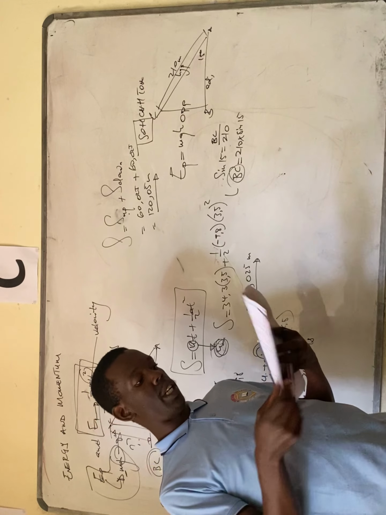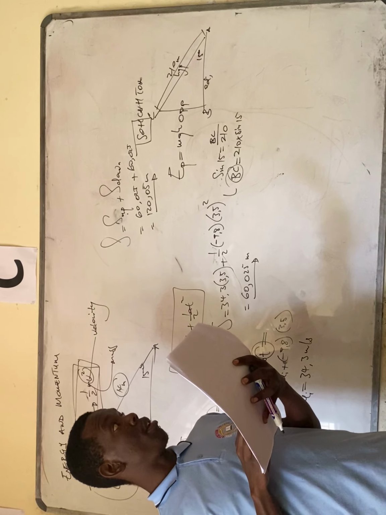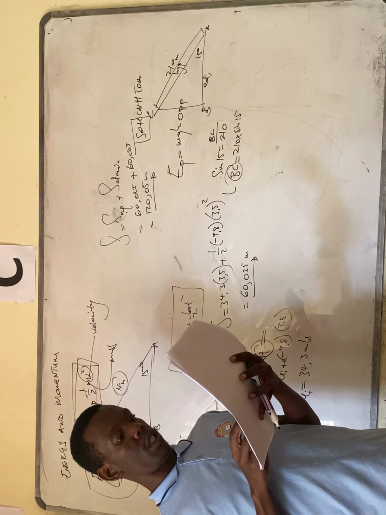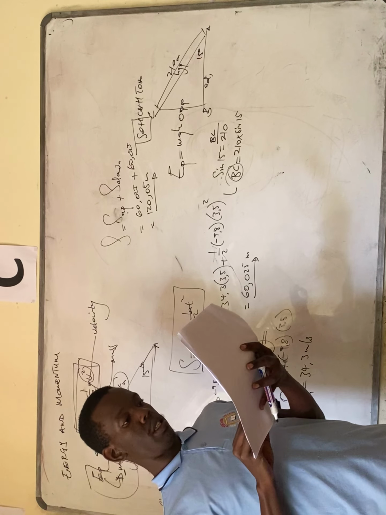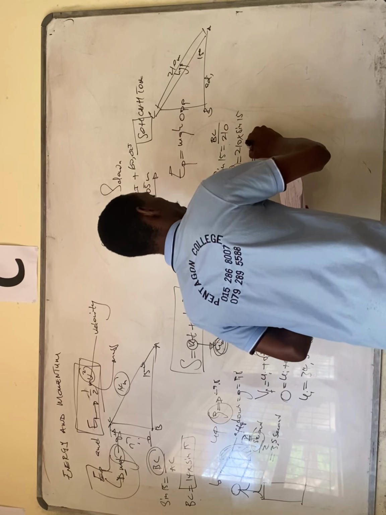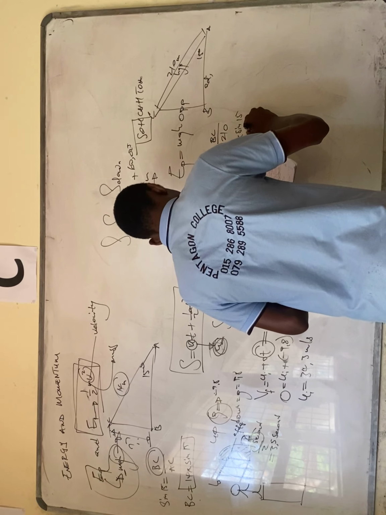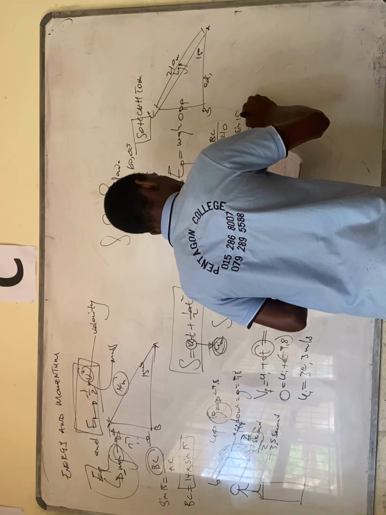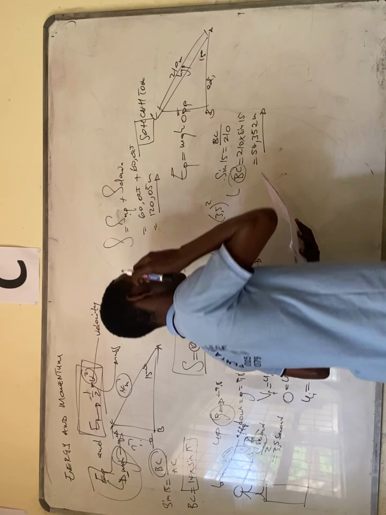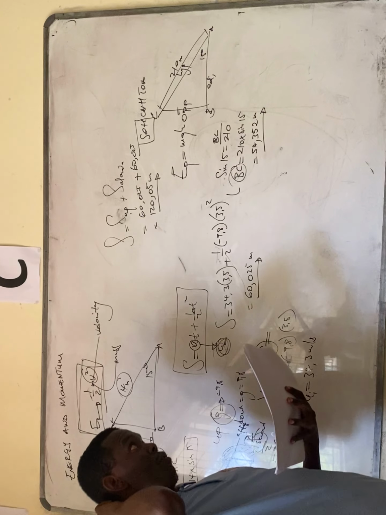Is 210 multiplied by sine 15, the same as 54.52 meters. This distance is the same as 54.52 meters.